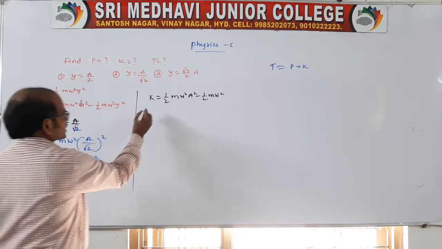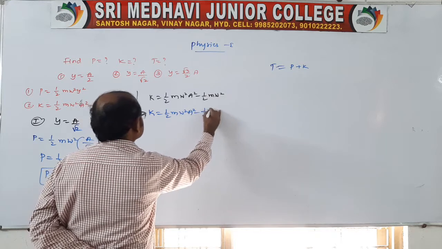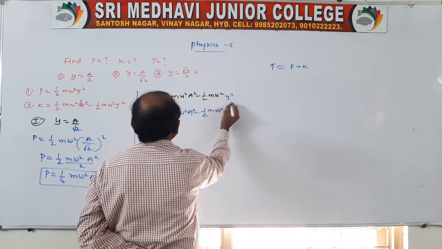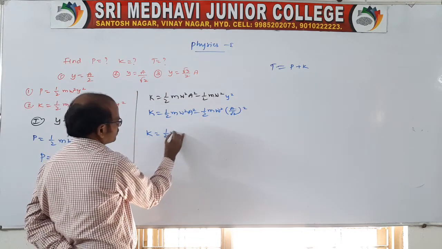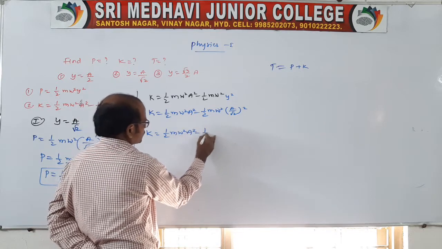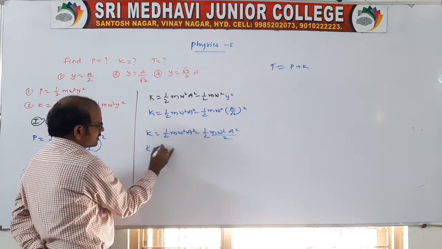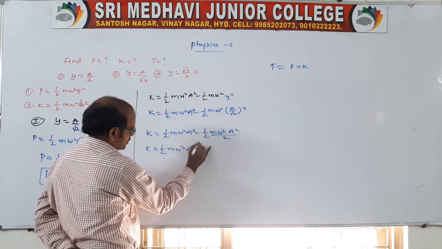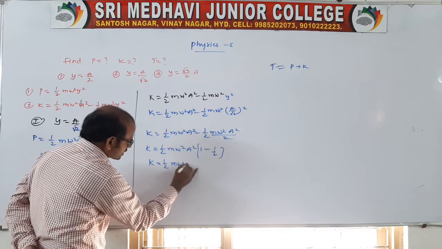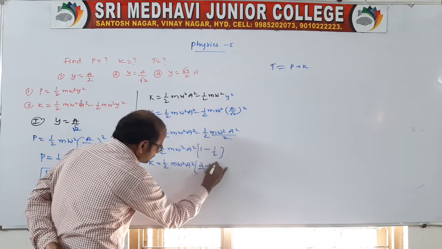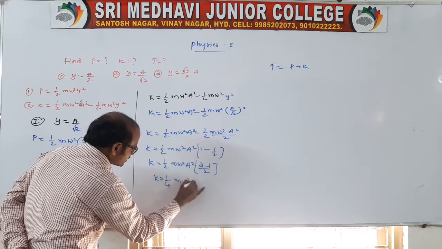Okay, now you go for the kinetic energy: half m omega square a square minus 1 by 2 m omega square y square, y will be a by root 2 whole square. So it becomes 1 by 2 m omega square a square minus 1 by 2 m omega square a square by 2. Better again you take common 1 by 2 m omega square a square, 1 minus 1 by 2. So K is equal to 1 by 2 m omega square a square times 2 minus 1 by 2. So 2 twos are 4, 1 by 4 m omega square a square it is.